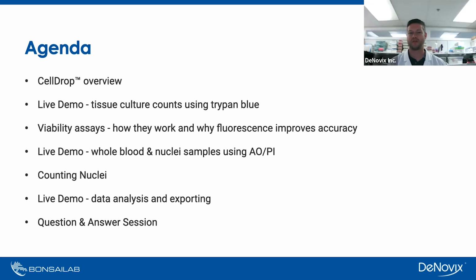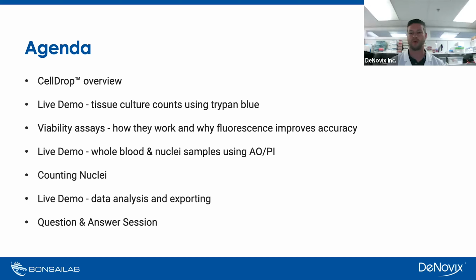Brief overview of today's agenda. First, we'll talk about DeNovix and the CellDrop. Then we'll go into our first live demo, which will be a tissue culture count using Trypan Blue. Then I'll talk a little bit about the various viability assays that you can use on the CellDrop, how they work, and why using fluorescence improves the accuracy of certain counts. Then we'll do our next live demo.